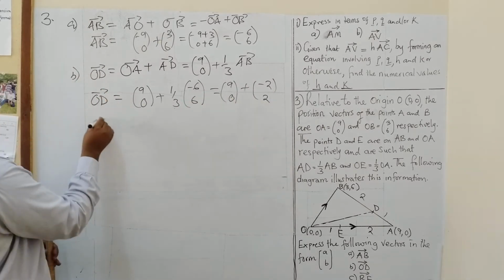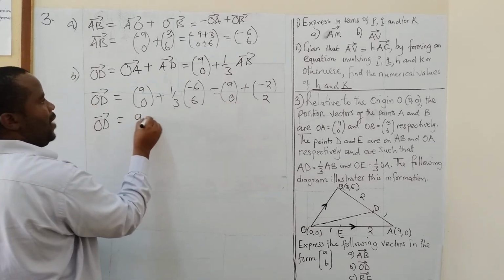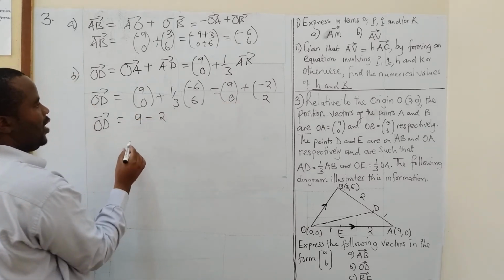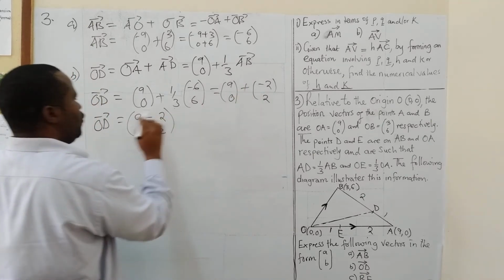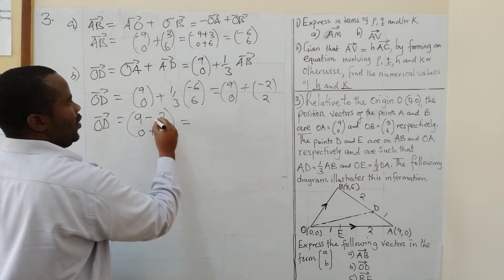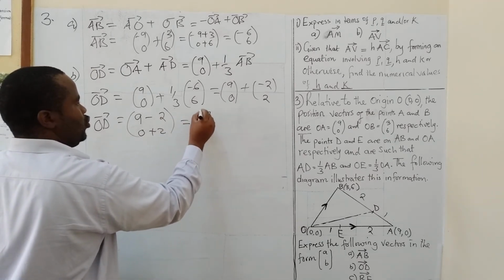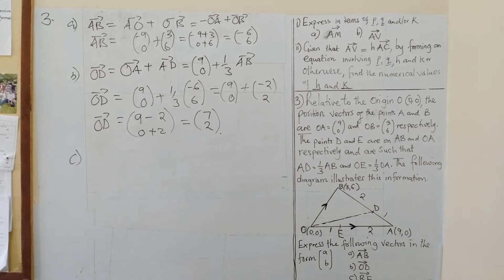So OD is equal to 9 minus 2, then 0 plus 2, because positive times negative will produce a negative. So what we get here, we get 7 and we get 2. This one is our answer. We got the third one. I hope it is okay.